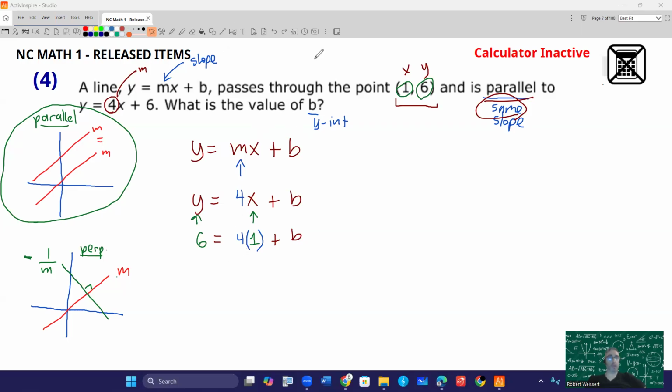So now let's rewrite it. I'm just going to write 6 equals 4 times 1, which is 4, plus b. And that's going to be a quick subtraction. Take away the 4 from both sides. 6 minus 4 is going to give you 2, and that's going to be equal to b. So your y-intercept is b.